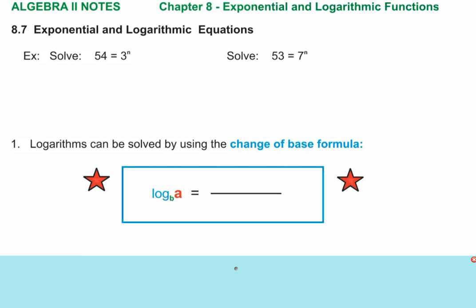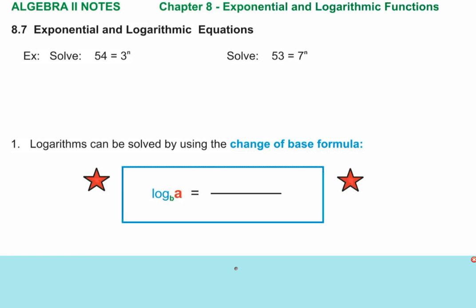Really, most of what we're learning in logarithms in real life would be to solve exponential or logarithmic equations. And so most of what we've been doing is to get to here. If you were given that first example, solve 54 equals 3 to the n, what are you going to do? You know 3 squared is 9, 3 cubed is 27, 3 to the 4th is 81. So we are somewhere between 3 and 4. How in the world are you going to find that value?